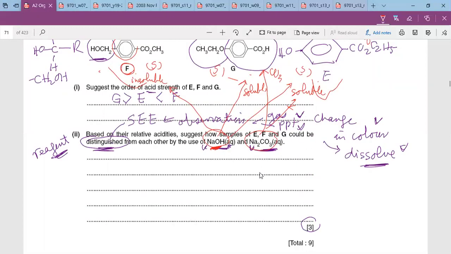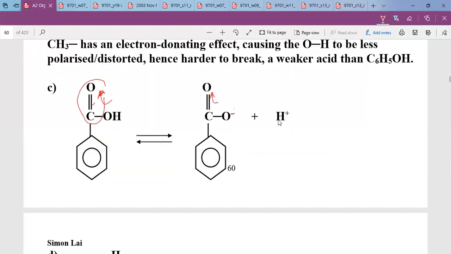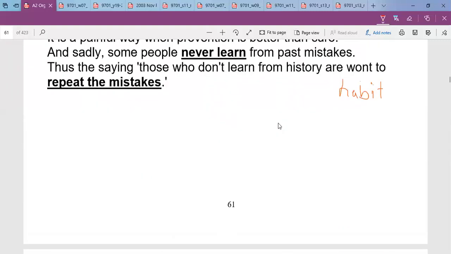I don't know what I said just now. Sometimes I forget so many things. Let's see, I want to show you the NH2 thing.